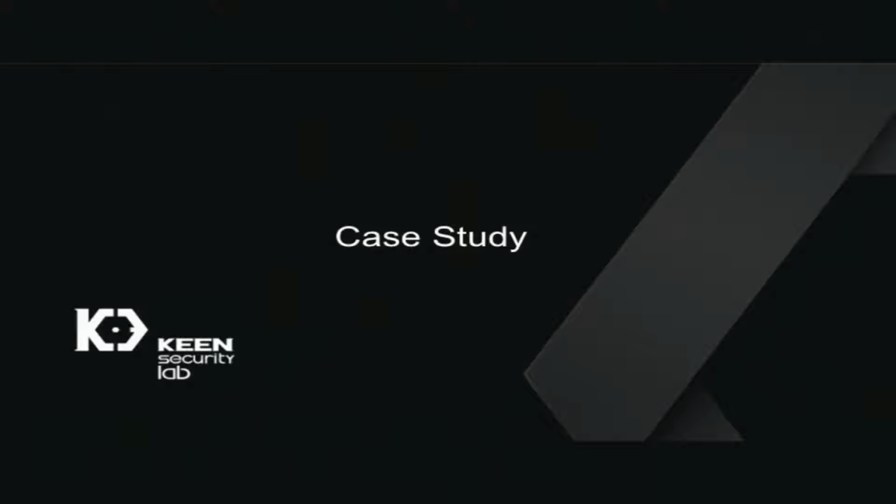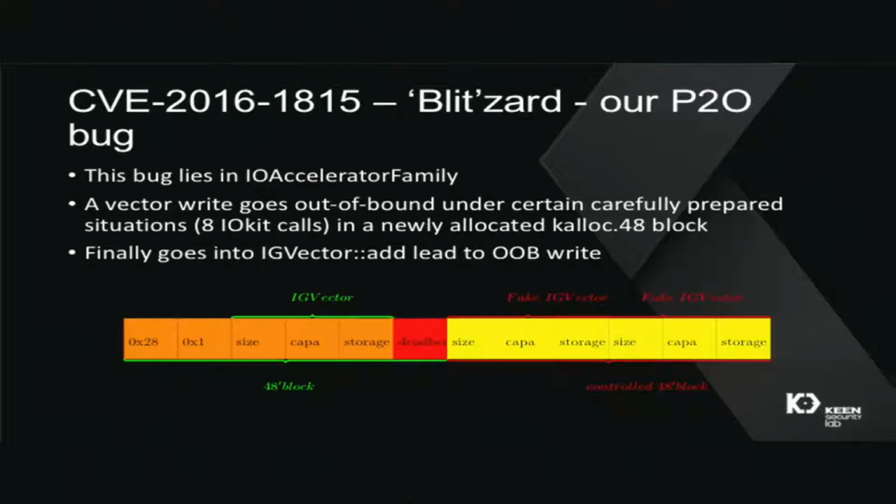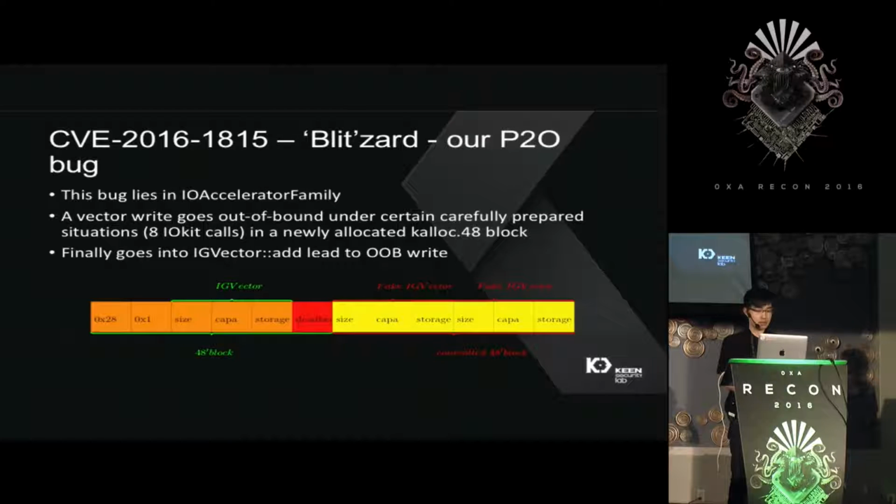So we will introduce a case study. Okay, hello everyone, and I will start introducing the detailed case study, CVE-2016-1815, which we named Blizzard. This is the kernel bug we used in this year's Pwn2Own competition.